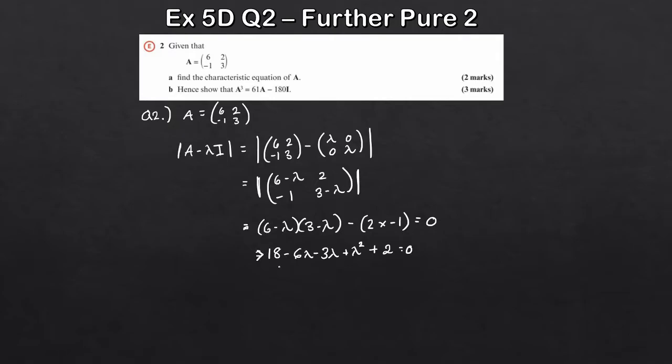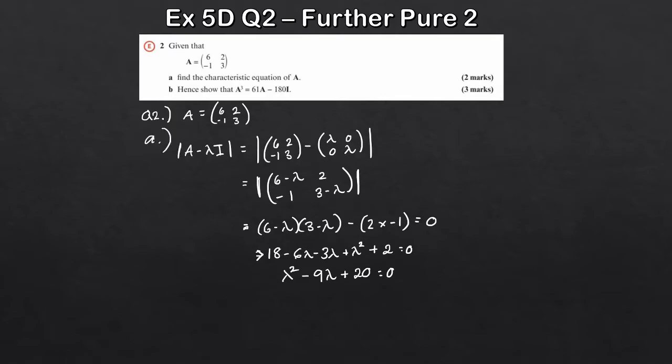Okay, so we can simplify here, and we've got our characteristic equation. Simply all we've got to do: lambda squared, there's no other lambda squared, so it'll just be lambda squared. I've got minus 6 lambda minus another 3 lambda, so that'll be minus 9 lambda. And now I've got 18 plus 2 gives me plus 20, and that is all equal to 0. So this equation here, lambda squared minus 9 lambda plus 20 equals 0, that's our characteristic equation of A there. Okay, so that's part A done.